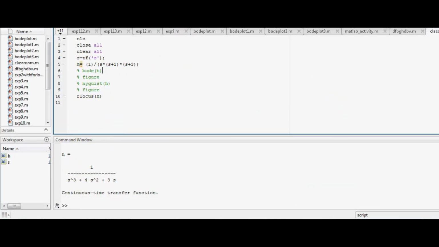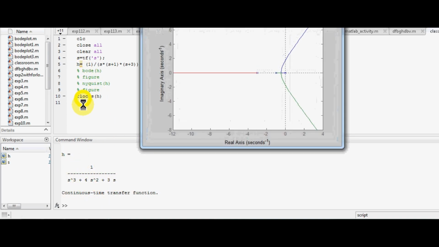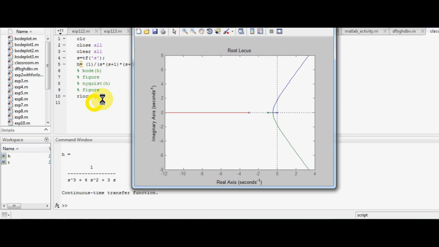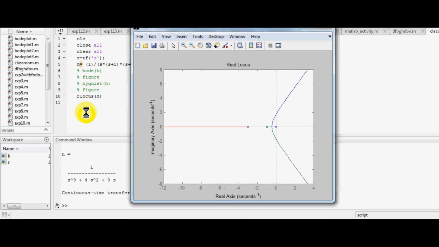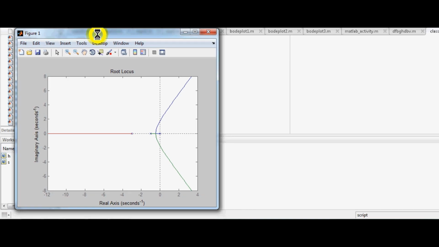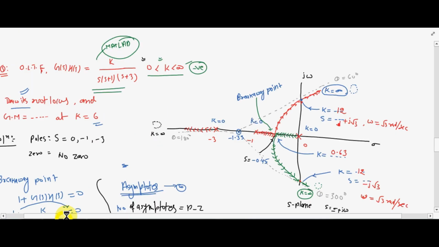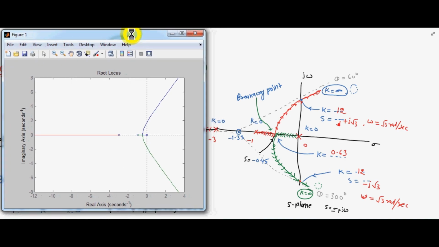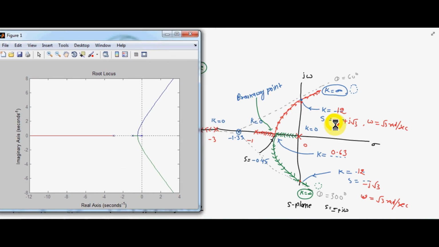When I run this program, I get a command with this transfer function h, and this is our root locus. This command is used to generate our root locus. Now see, this is the root locus generated by MATLAB, and this is the root locus we designed by some mathematical calculation.